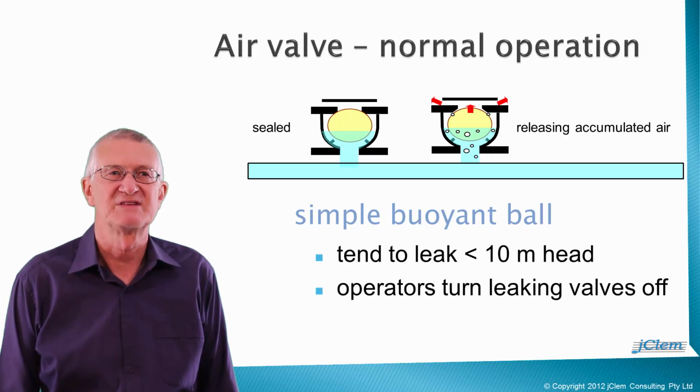Normal air valves have a significant disadvantage because they tend to leak water in locations where the prevailing operating head is less than 10 metres. When placed at critical low head crests along a pipeline, the buoyant ball air valve design tends to leak. History has proven that system operators turn leaking air valves off. This is a significant disadvantage if the air valve is required to provide surge protection to the pipeline.